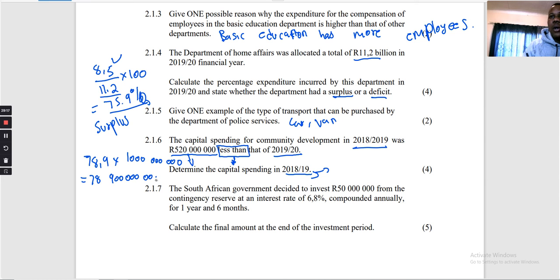Yes, I'm correct. So now they are saying this amount is for what? It is for 2019-2020. But they are telling you that this amount is more than the one of 2018-2019 by 520. So what are we going to do to get the amount of 2018-2019? We are going to subtract 520 million.